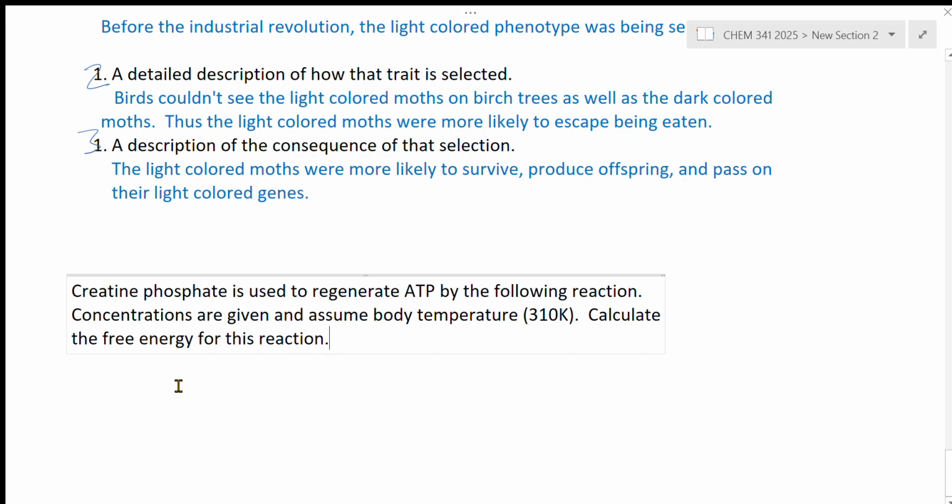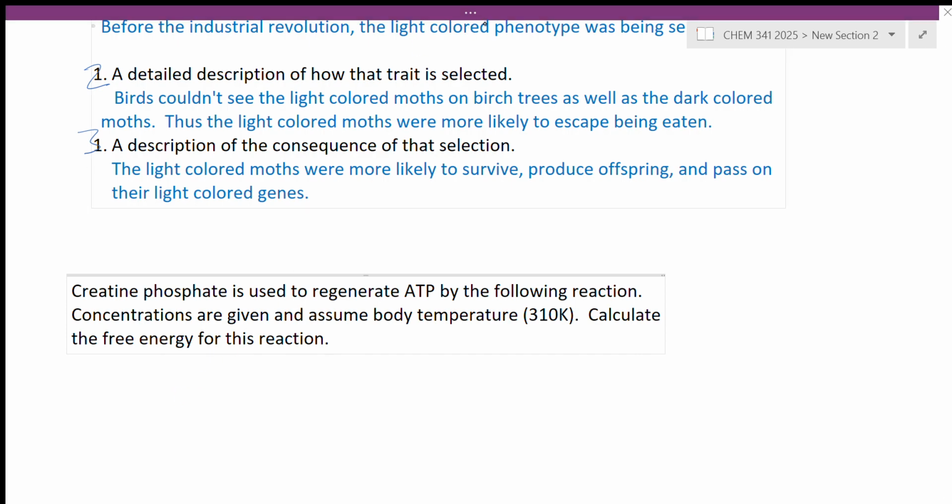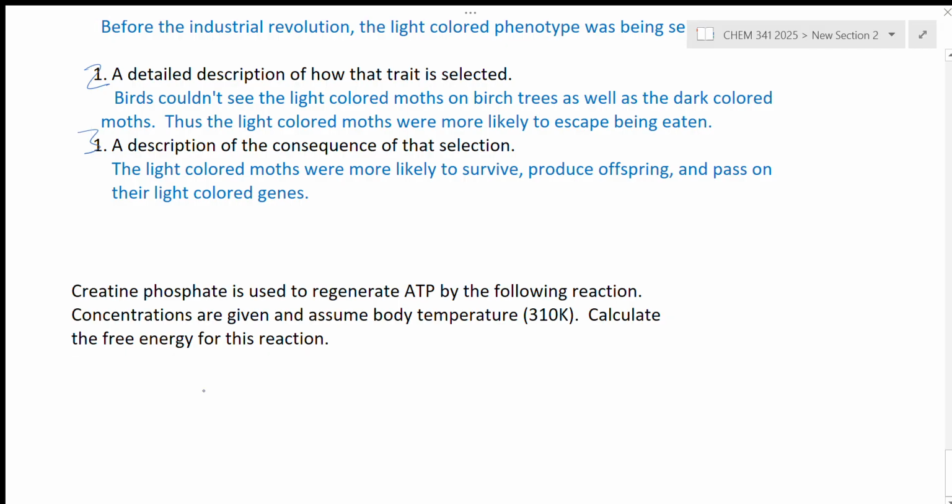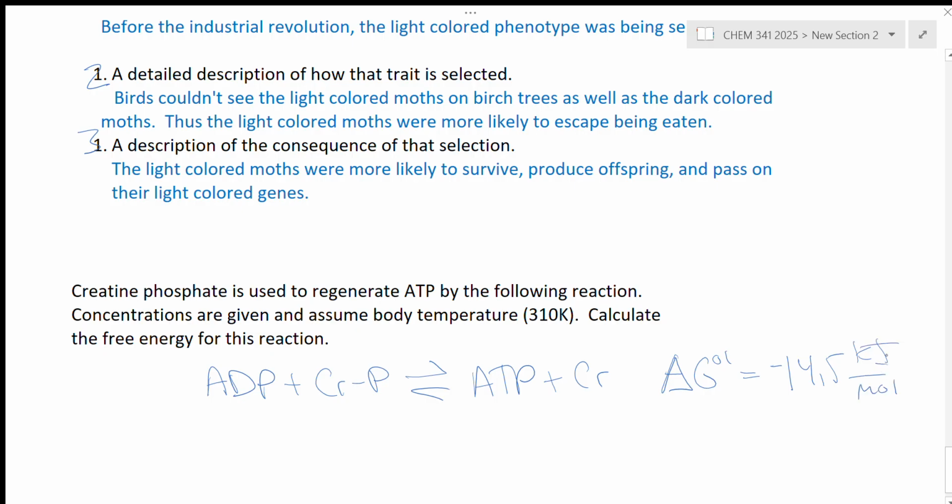Okay, so our reaction is going to be the following. We're going to have ADP combine with creatine phosphate, or react with creatine phosphate, to make ATP, which is going to allow you to use your muscles some more, plus creatine. The standard free energy for this reaction, we calculated that last lecture, was negative 14.5 kilojoules per mole, I think.